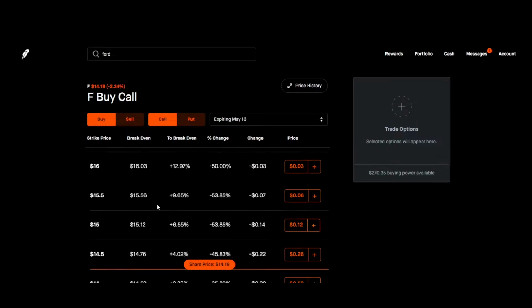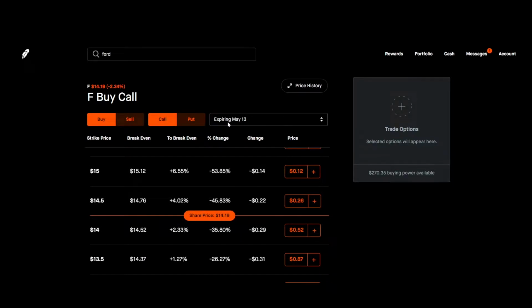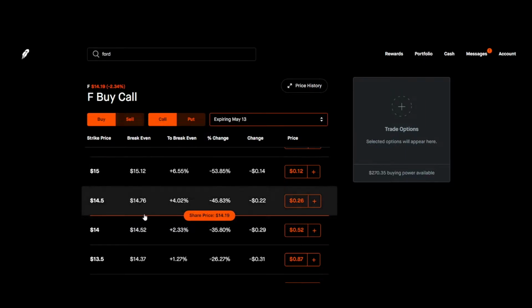And so the first thing that we are going to do is decide where we think Ford will be trading by this expiration date, May 13th. This is what we chose. This is about a week away from today when I'm filming this. So let's say that we think that Ford is actually just going to be right around this point.